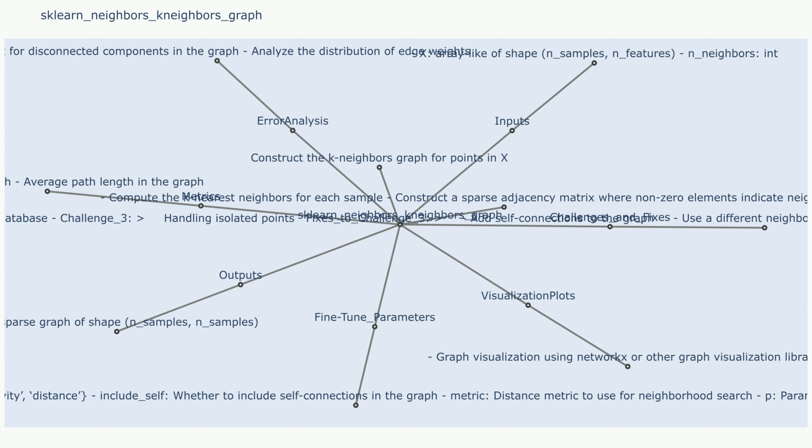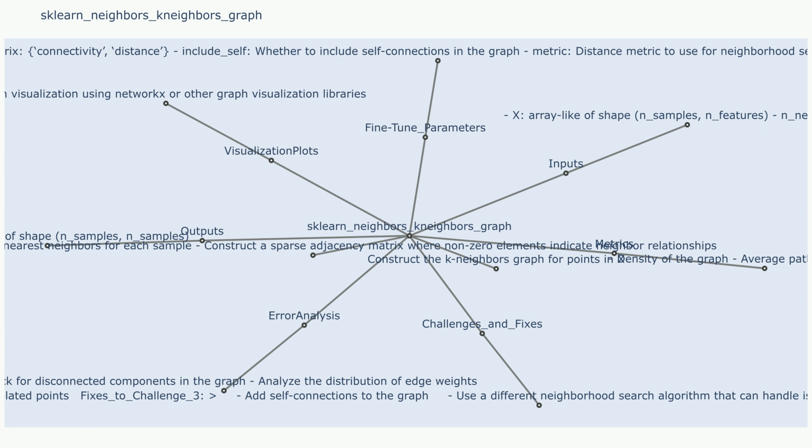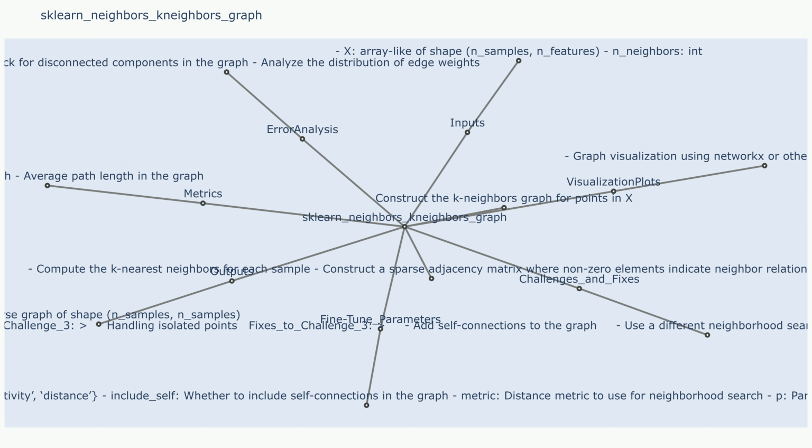n_jobs: this parameter controls the number of parallel jobs to run for computations. It allows for parallelization to speed up the process, especially for large datasets. Outputs: this output is a sparse adjacency matrix representing the constructed k-neighbors graph. Its shape is n_samples by n_samples, where each row and column corresponds to a data point. Non-zero entries in the matrix indicate the presence of an edge between two data points.